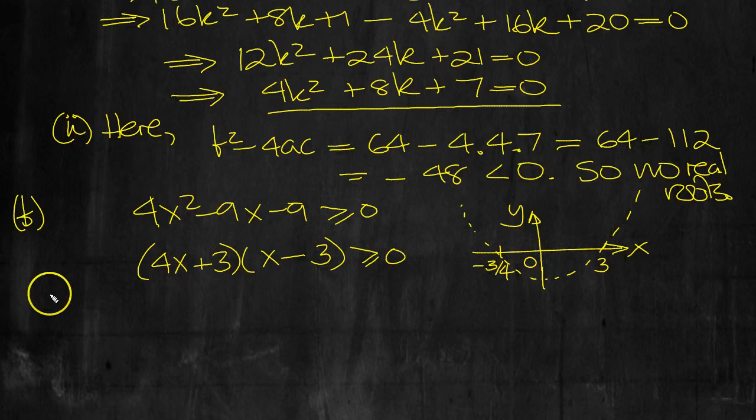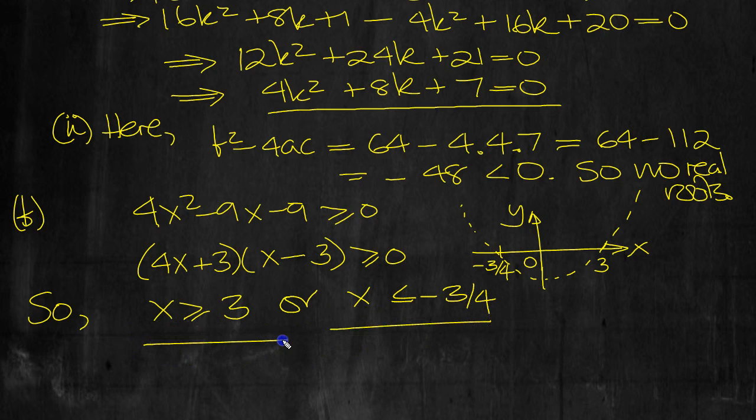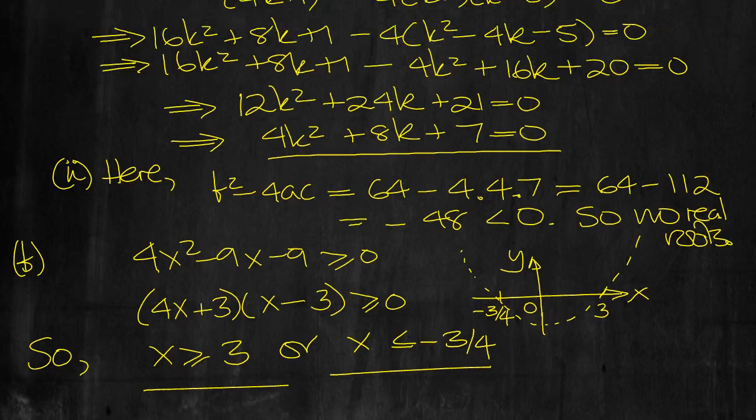Greater than 0, it would be greater than 0 when it's over here. X is bigger than or equal to 3, because it's greater than or equal to 0. So it's bigger than or equal to 3 rather. Or it could be less than or equal to minus 3/4, couldn't it? And there's our two possible ranges combined.